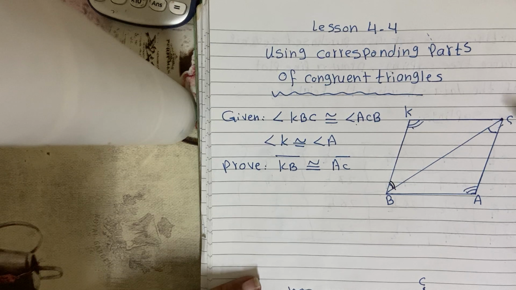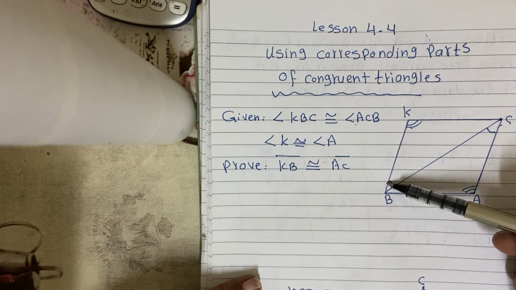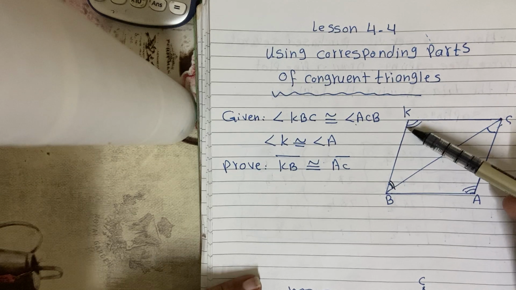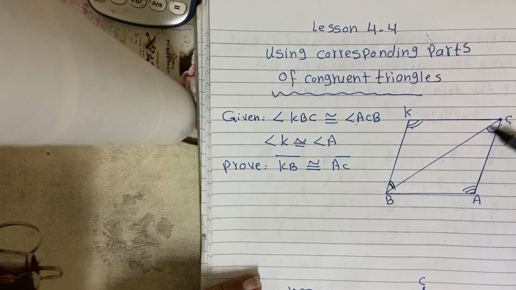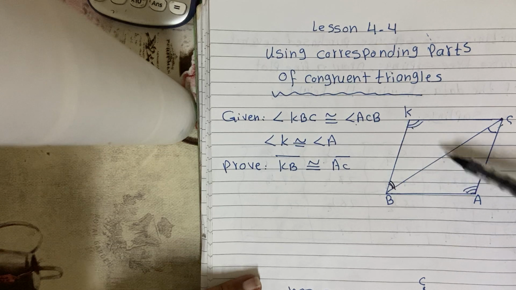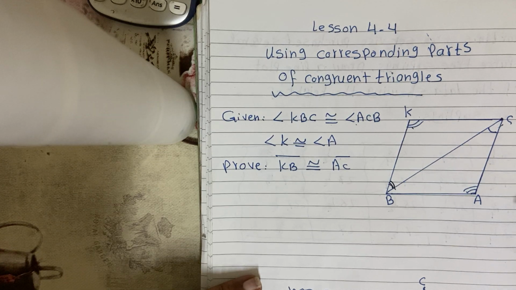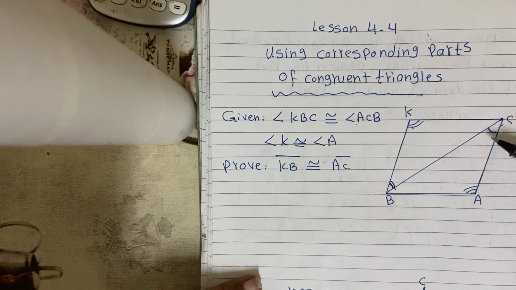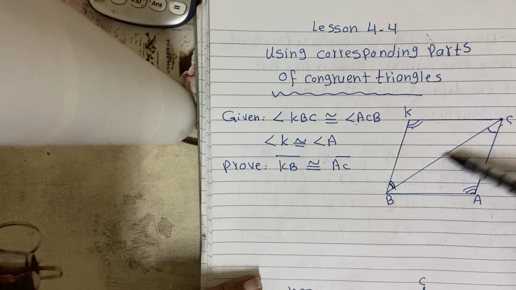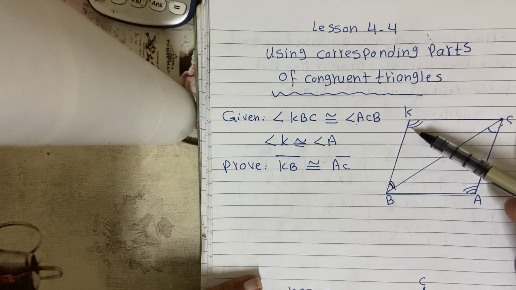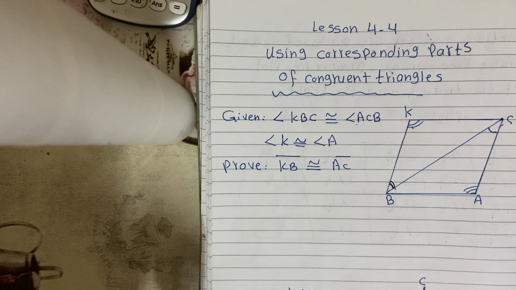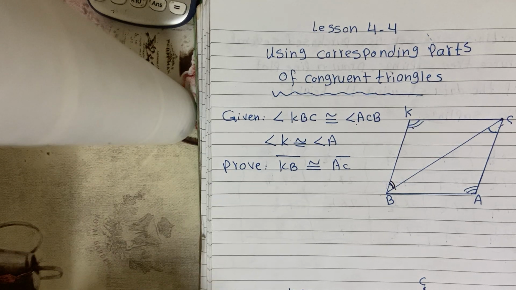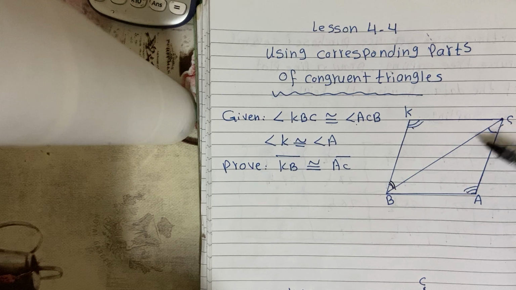Here, because I have angle equal angle, and another angle equal another angle, and this side is common between the two triangles. So the two triangles are congruent. But I told you before that the side should be joining between the two angles. Here I have angle, angle, and not joining side. In this lesson, we are going to prove that two triangles are congruent without the joining side.